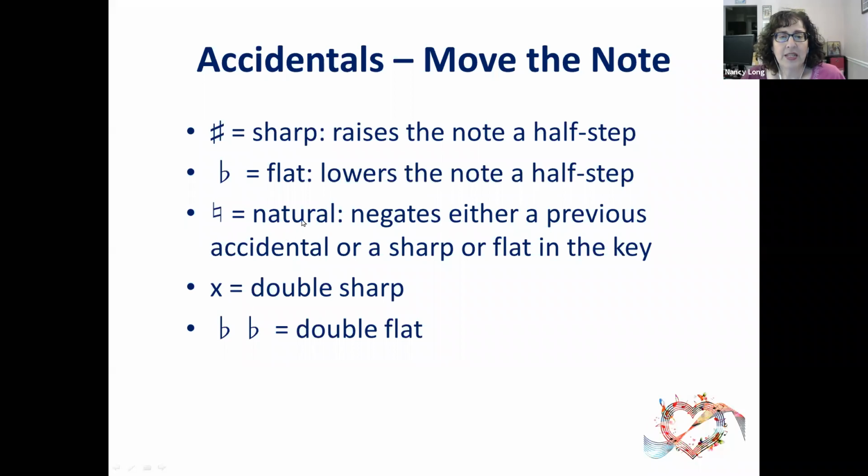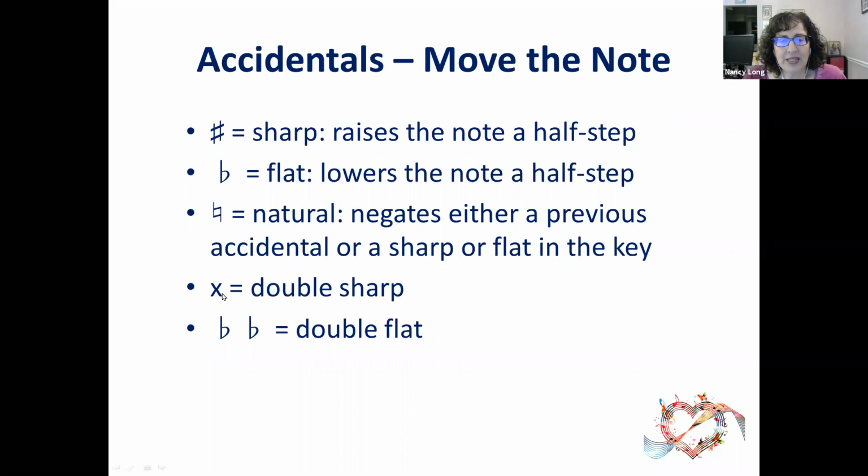This symbol is called a natural, and it turns off whatever sharp or flat is already existing on that note. So if you have an accidental that's a sharp, it turns it off. If you have a sharp in the key signature, which we'll talk about just briefly, it will turn it off. Same with a flat. And a natural turns off a sharp or a flat, either if it's an accidental or if it's in the key.